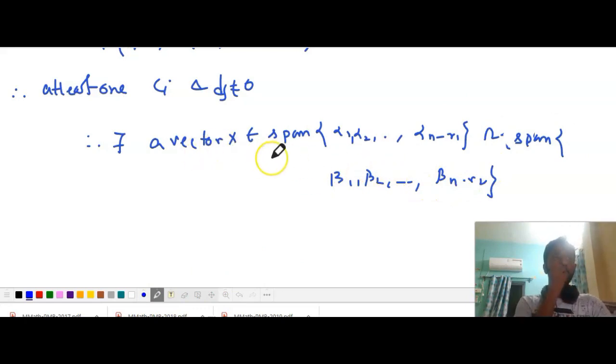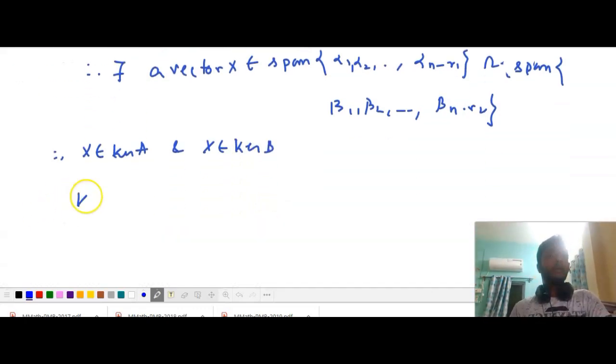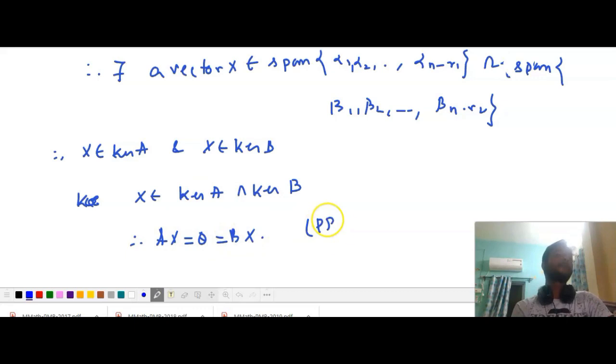So if x belongs to the intersection of these spans, then we can conclude that x belongs to kernel of A and x belongs to kernel of B. So x belongs to kernel of A intersection kernel of B, right? Therefore Ax is equal to theta is equal to Bx. This completes the proof. Okay.